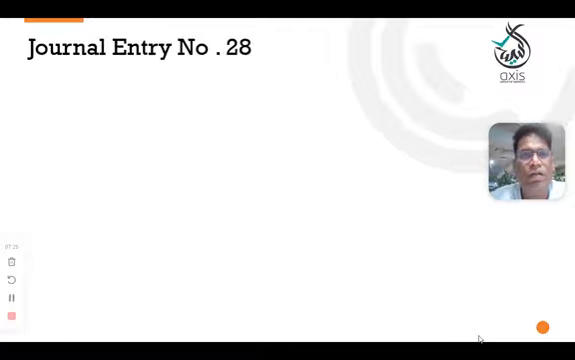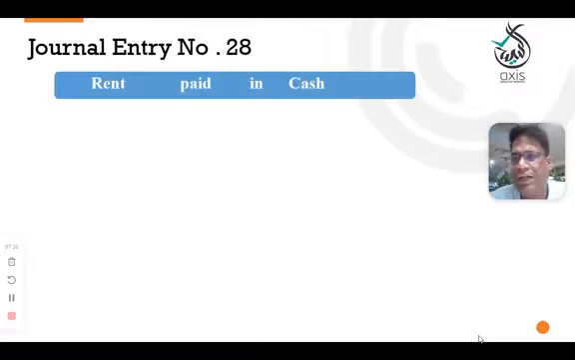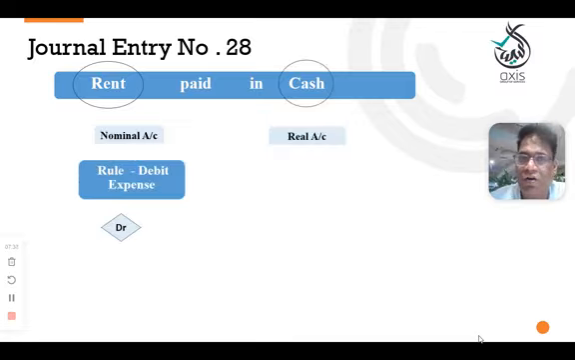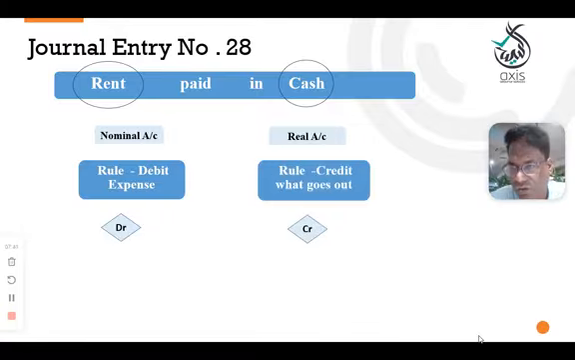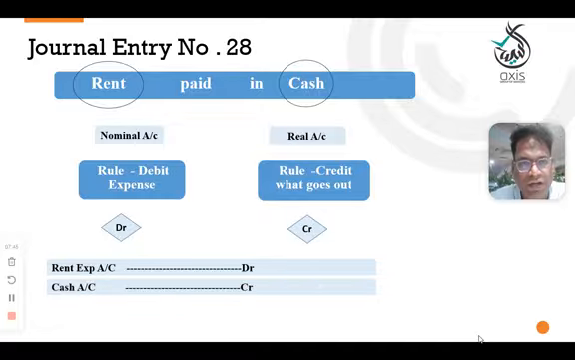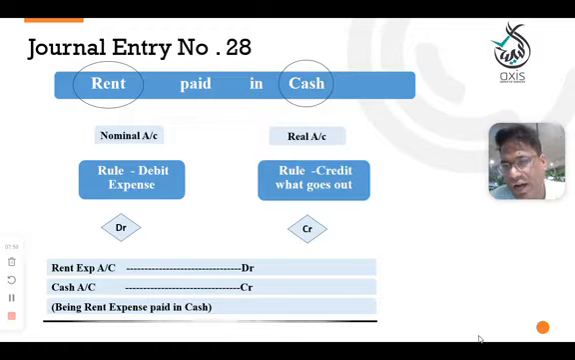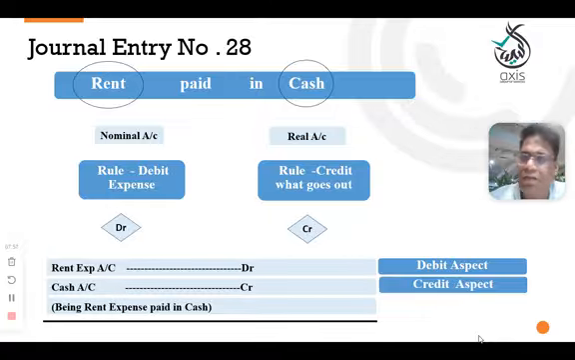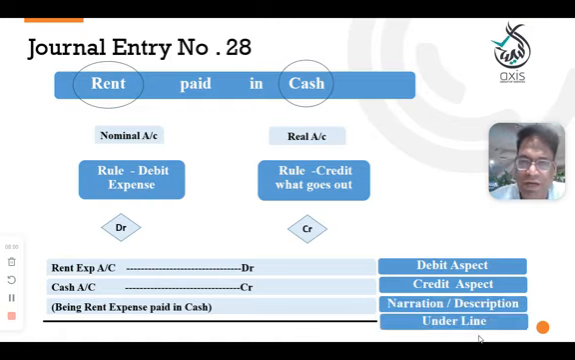Next transaction is entry number 28, rent paid in cash. Rent is the name of the expenditure. You paid means your expenditure. Cash is a real account. You paid means cash is going out, so you need to credit. The entry will be: rent account debit to cash account credit, being the rent expenses paid in cash, underline. The debit aspect is the expenditure, the rent, and cash is a real account, cash is going out, a credit aspect, narration and underline.